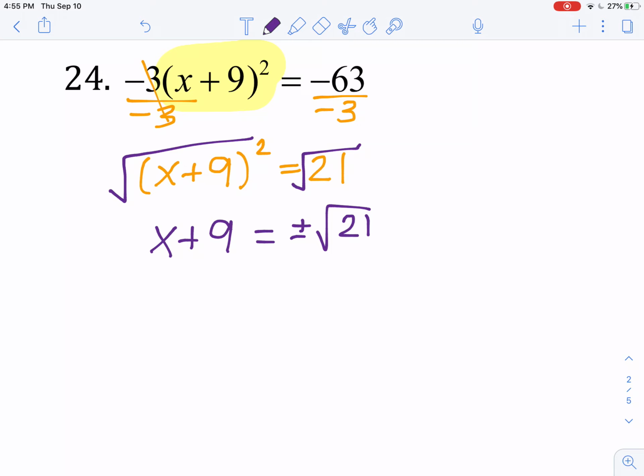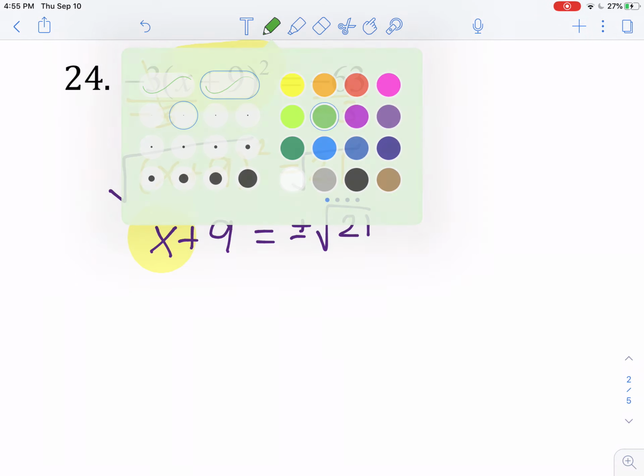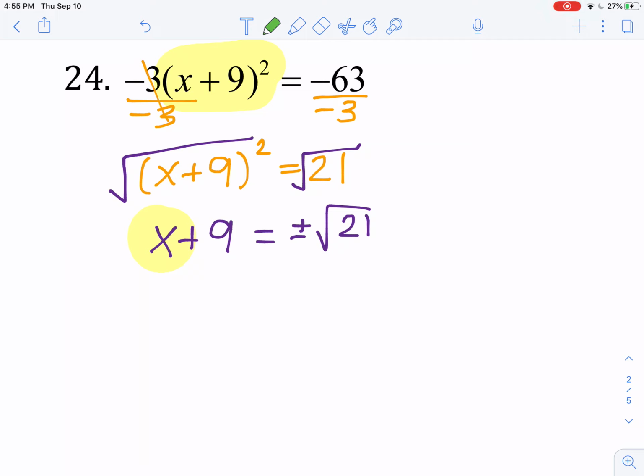Now, once I get rid of the squared, I want to try to get x by itself. So again, we're trying to get x alone. I need to solve for x by getting rid of that 9. So it's plus 9. I'm going to subtract 9 from both sides. Get x equals, now the radical and the number are not like terms, right? We can't combine them. We just get negative 9 plus or minus the square root of 21.